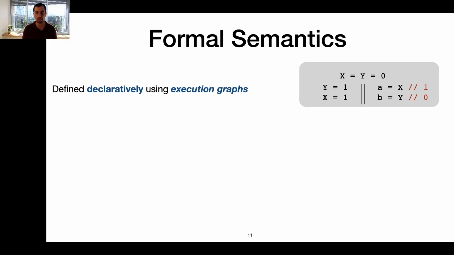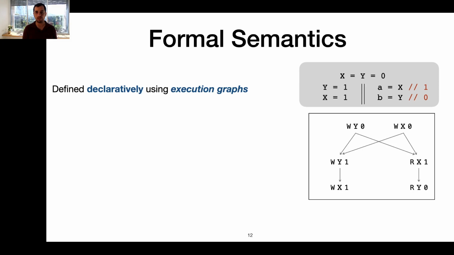Under causal consistency, it is disallowed that the second thread will read 1 from X, but then 0, the initial value, from Y. Let's see the reason for it. The first step is to draw an execution graph corresponding to the behavior in question.